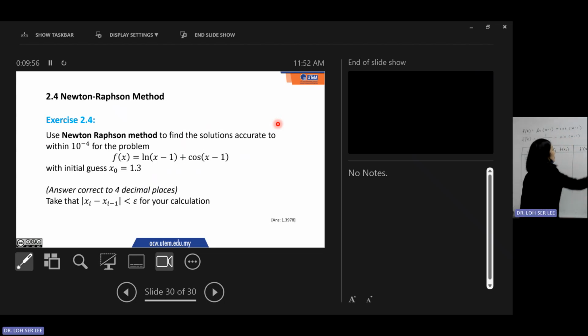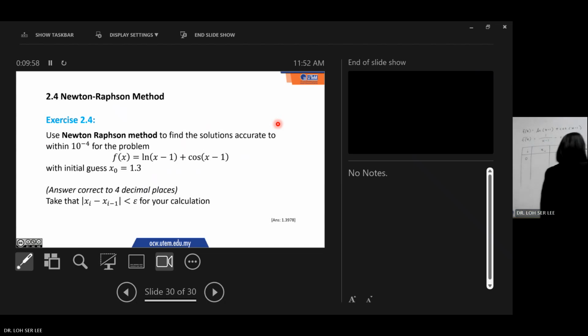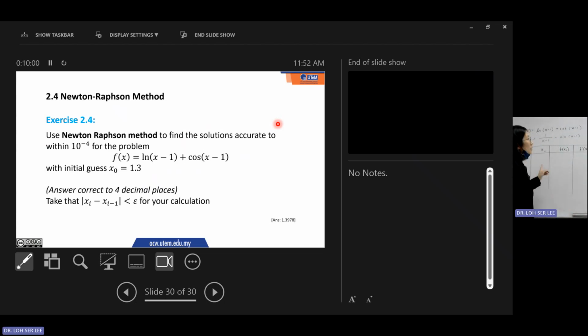Starting point 1.3. Now substitute the 1.3 into your f and f prime. Remember, you have the trigonometric function here, so your calculator should be in radian.